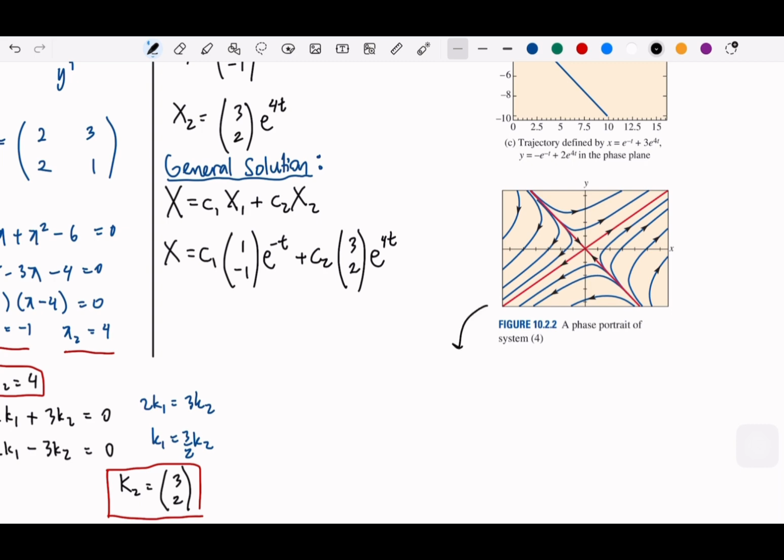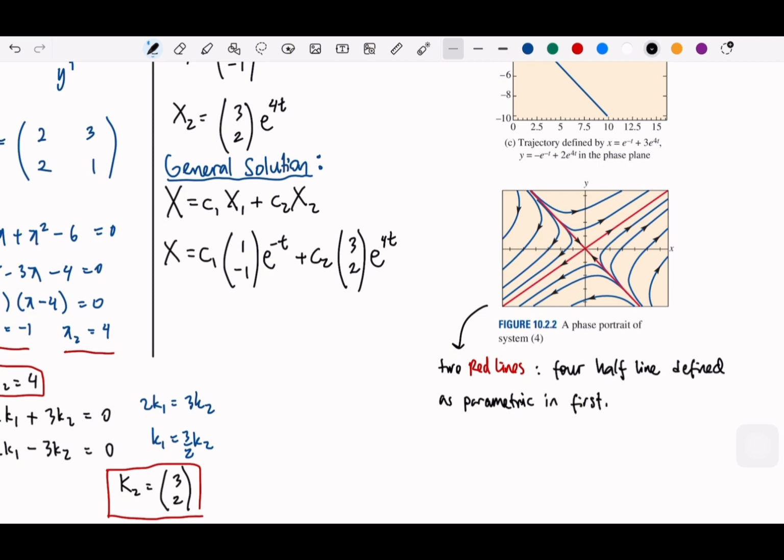So the two red lines are actually half lines defined as parametric, in the first, second, third, and fourth quadrants, by x2, negative x1, negative x2, x1.